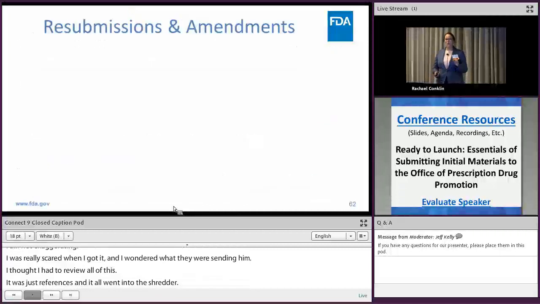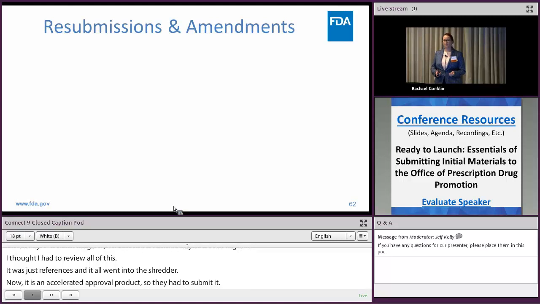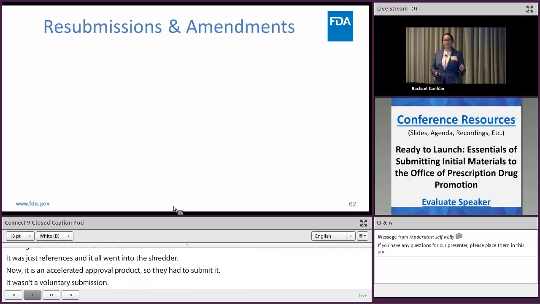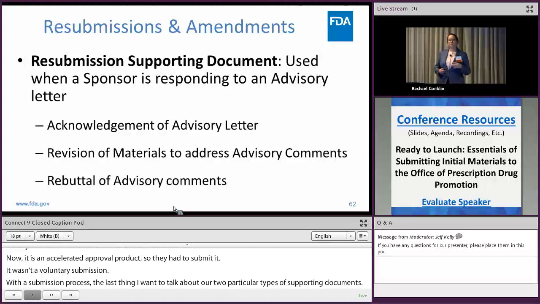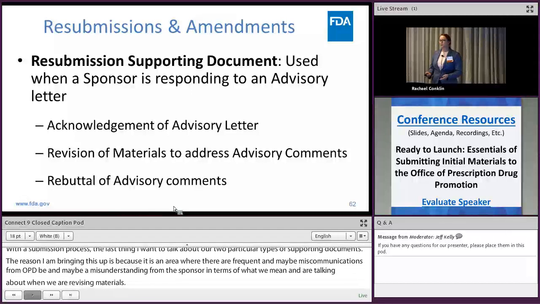Okay, so with the submission process, the last thing I want to talk about are 2 particular types of supporting documents. The reason I'm bringing this up is because I think this is an area where there are frequent miscommunications from OPDP to the sponsor, or maybe a misunderstanding from the sponsor in terms of what we mean when we're talking about revising materials. There may be times where the OPDP reviewer will ask a sponsor to revise and resubmit materials to OPDP, maybe because the font's not legible, maybe they're missing a reference or something like that.